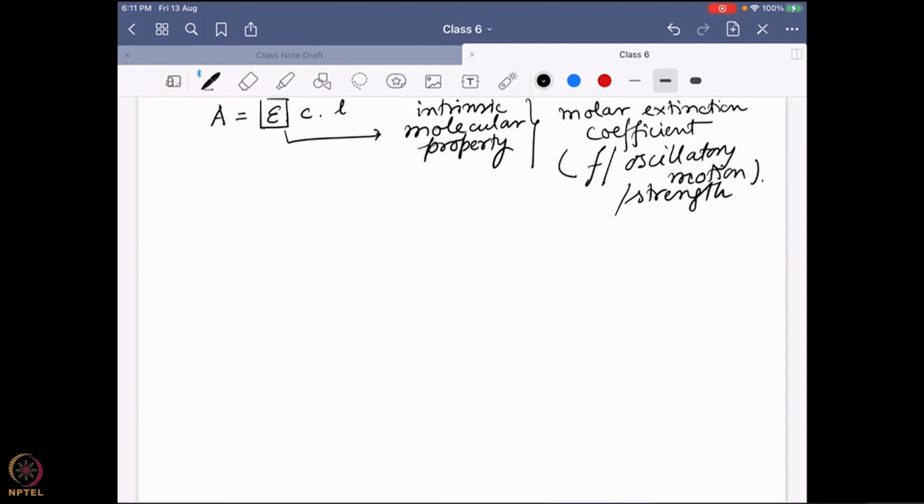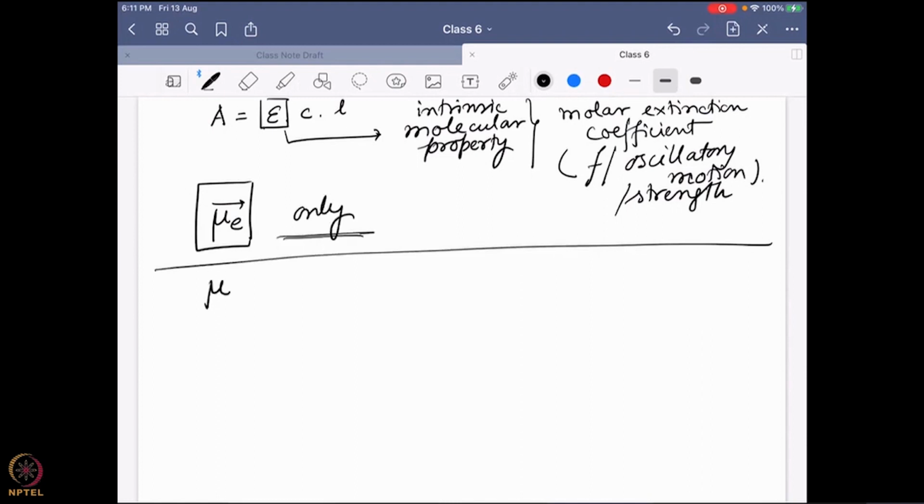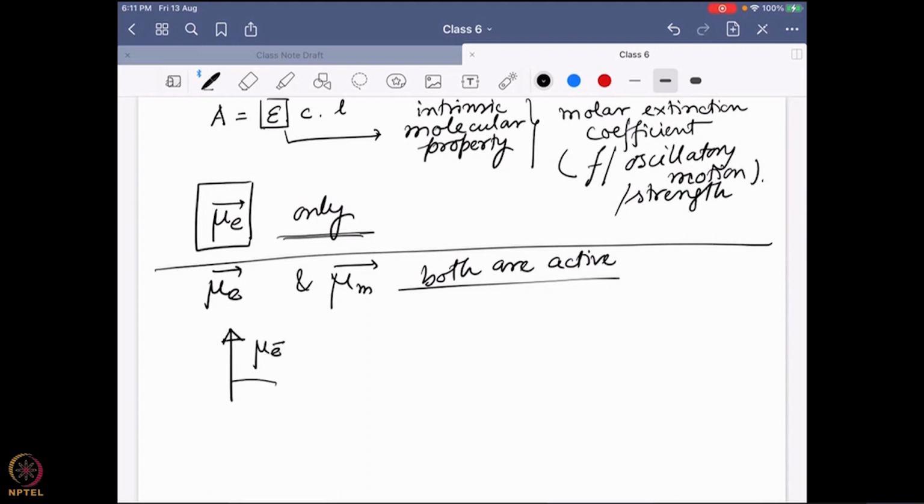However, what happens if my electric field... over here we are talking about the simple absorbance, where only the electrical dipole moment is active. But now we want to consider both. What happens if mu E and mu M both are active? Then what happens? Now imagine how it is going to happen. First, you're going to have a mu E, then you are going to have a mu M.